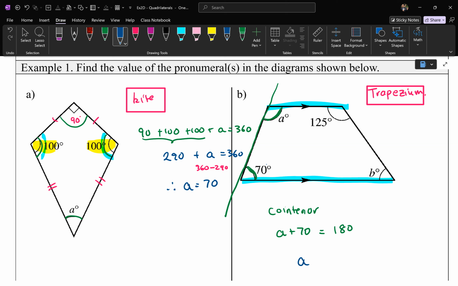Now, Matteo, you were saying? Yeah, that's what I was going to say. Oh, supplementary. But what's A though? Something plus 70 equals 180. 100 and? Sorry, Matteo, I didn't hear you. 110. 110 is correct. 110 degrees.